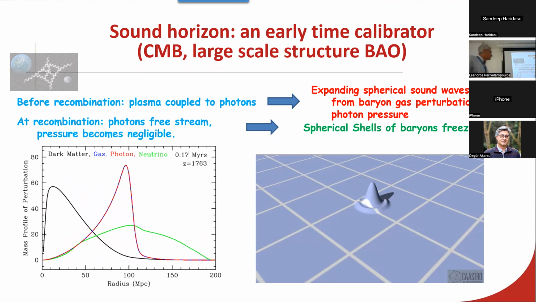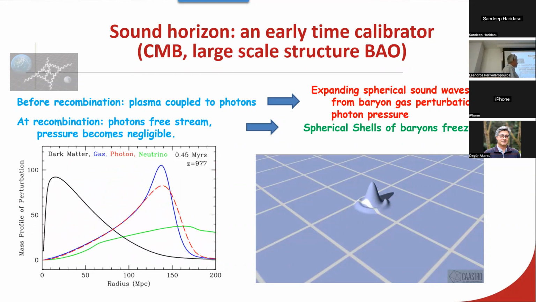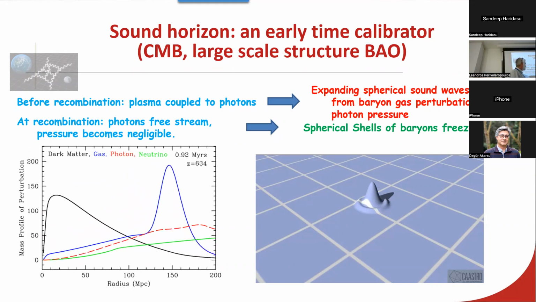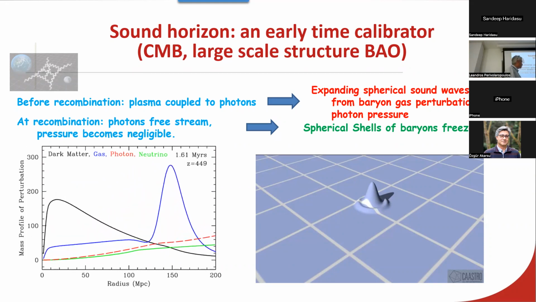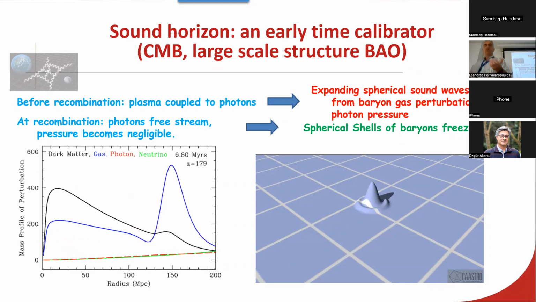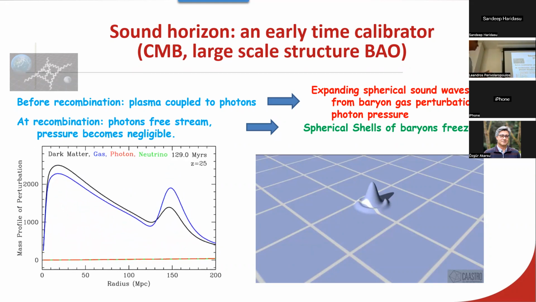They form this characteristic feature on the large scale structure. So we can measure this. Here, nothing happens to dark matter, but eventually, because the baryons are there, the dark matter follows and forms the structure with this characteristic scale. So we can measure this with the baryon acoustic oscillation. So this is the idea of the standard rulers at late times.